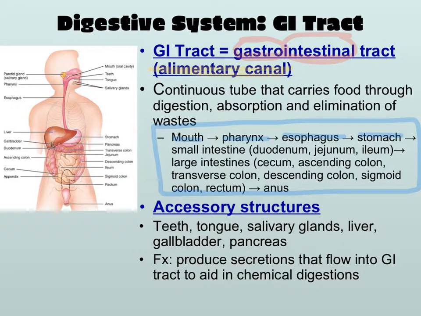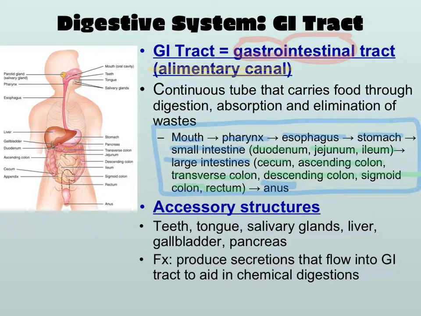From there you digest food in the stomach. And then we hit the small intestines in this order: the duodenum, jejunum, and ileum. Then from there, we're going to hit the large intestines in this order: the cecum, the ascending colon, the transverse colon, the descending colon, the sigmoid colon, and then the rectum. That's kind of our holding tank for feces. And when we are eventually going to expel our feces, it's going to come out the anus.